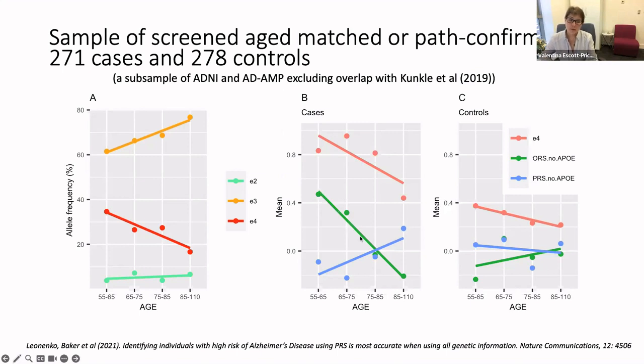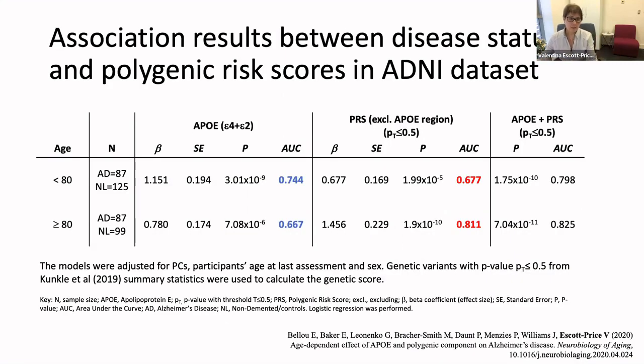So the green one is the oligogenic score based upon genome-wide significant SNPs. It's going down the same as ApoE, but the polygenic risk score, when we included the ApoE region, was going up with age. So that was showing to us that perhaps the polygenic component is more predictive when we're looking at people at older age.